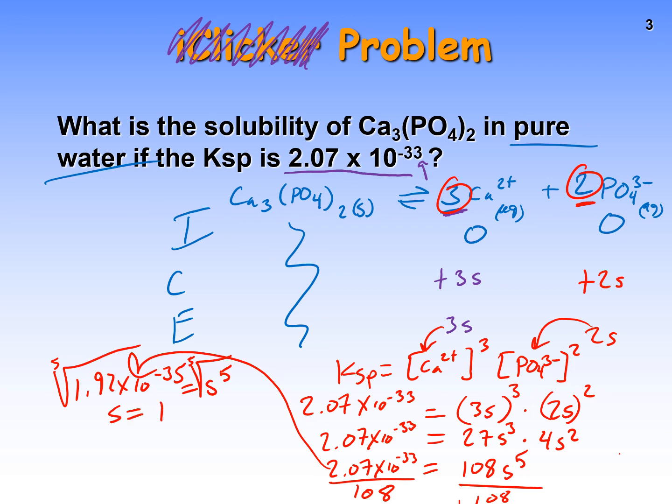This will give me a solubility of 1.14 times 10 to the negative 7 molar. So as you can see, we barely have any calcium phosphate actually dissolving here. And that's how we solve this problem.